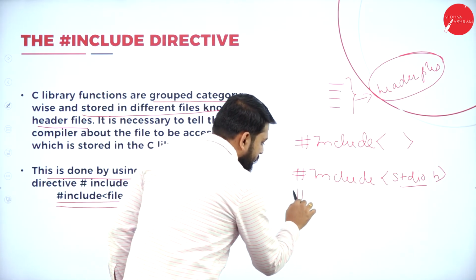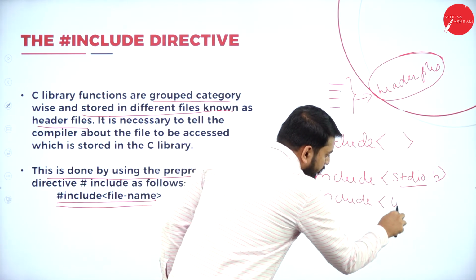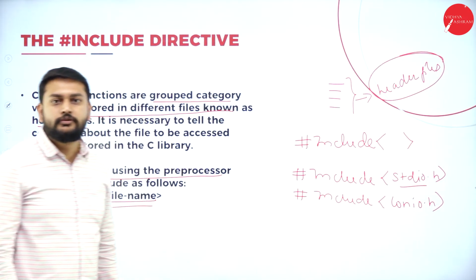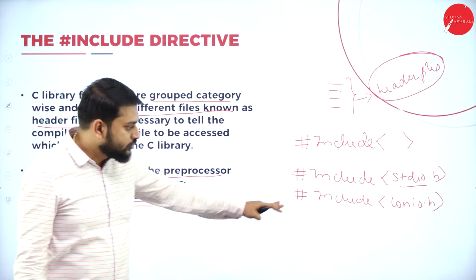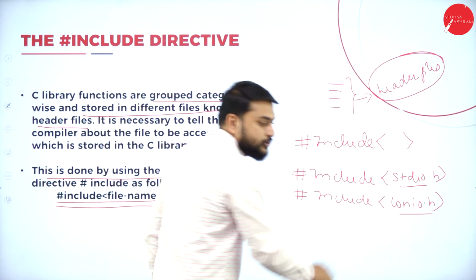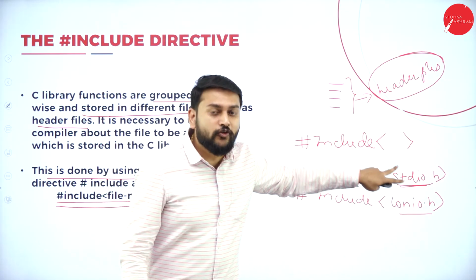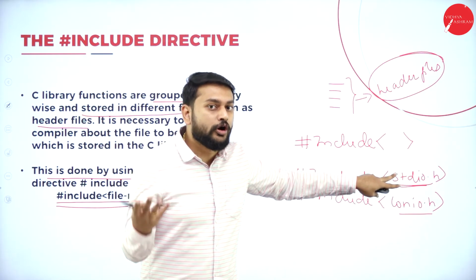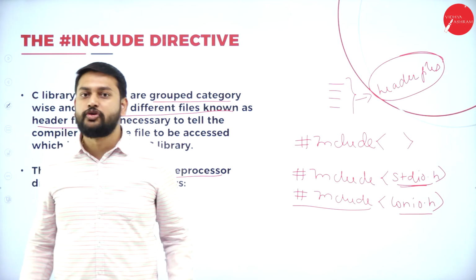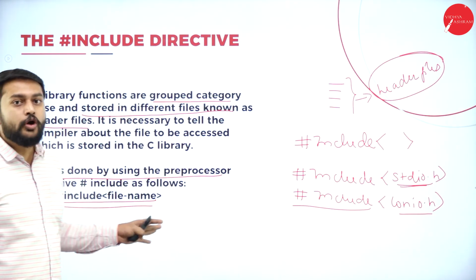The second one: hash include conio.h. You got it? So hash include conio.h. These are the two header files, stdio.h and conio.h. If I want to access these header files, what do I have to use? I have to use hash include. Is that clear to all of you? So this is what you need to understand.